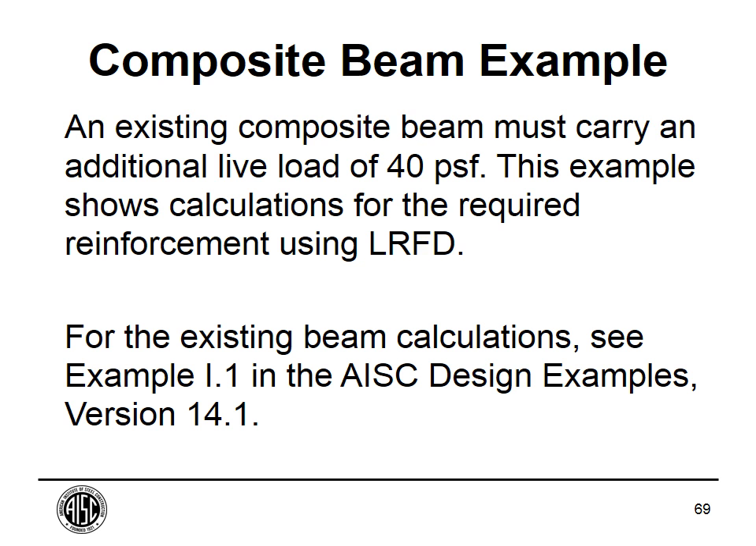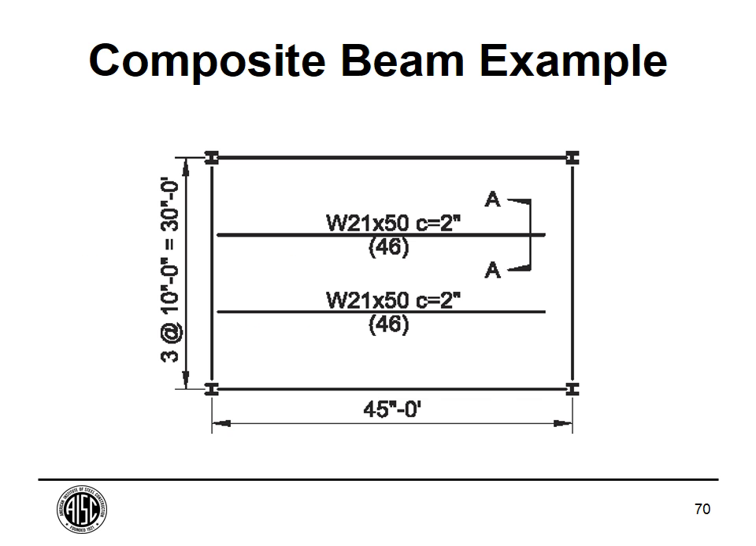So what I did, I took one of the design examples that you can download for free on the AISC website, example I.1, and I said, well, let's use this example that initially had 100 PSF live load on it. Let's add 40 PSF to the live load. So the owner has come to you and said, I want to add 40 PSF live load to this beam. What do we need to do?